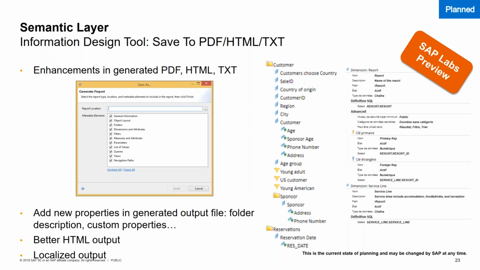The generated HTML has been reworked. It now has better tabulation, and you may click on sections, folders, and objects to collapse the lines, for example. So this is a small cumulative enhancement that will ease the consumption of your PDF, HTML, and TXT files generated based on your data foundation or business layer.